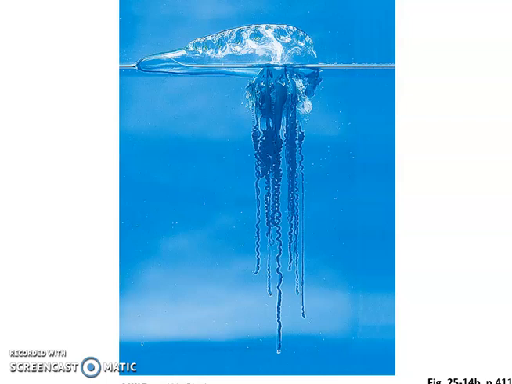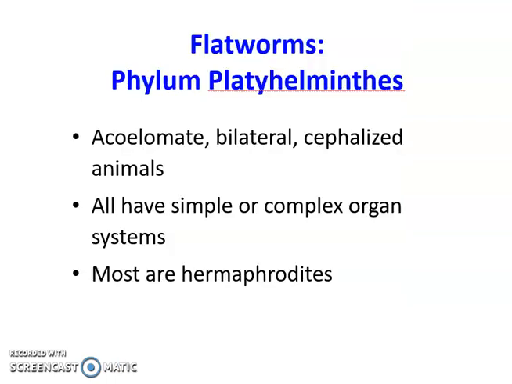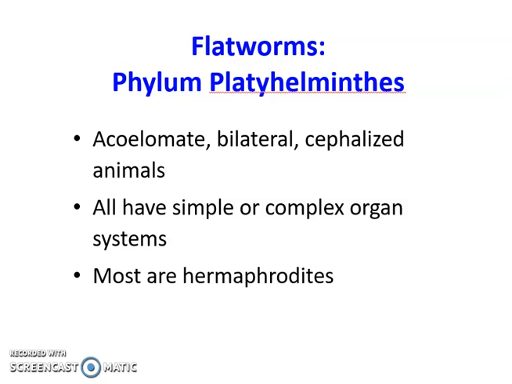We then start to get into our worm phylum. Platyhelminthes are the simplest types of worms. These are the flatworms, and so these are going to be acoelomates, so they don't have a true body cavity. They're bilateral. They're cephalized, so we start to get a head end as well as some organ and organ systems. Most of these are also hermaphrodites, which means that they have both male and female parts. So reproduction is easier because they have the ability to go through both processes.